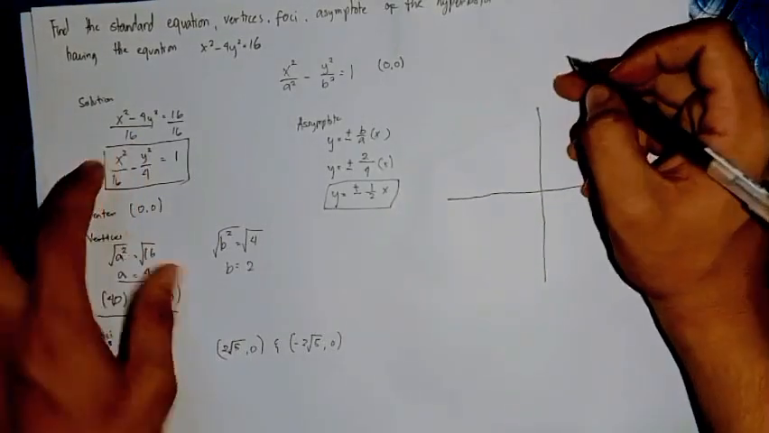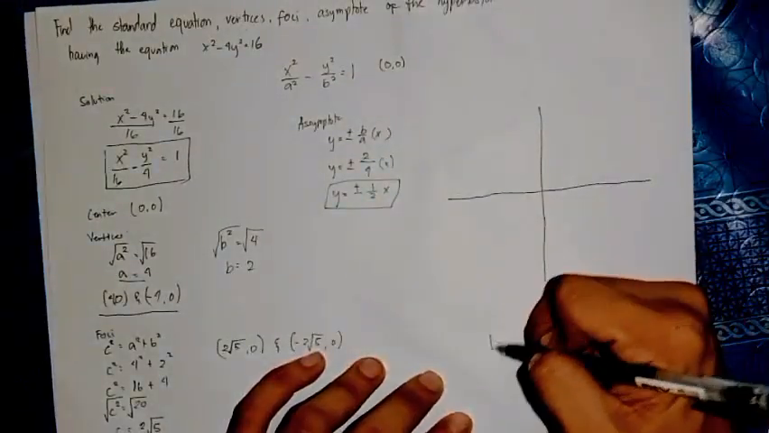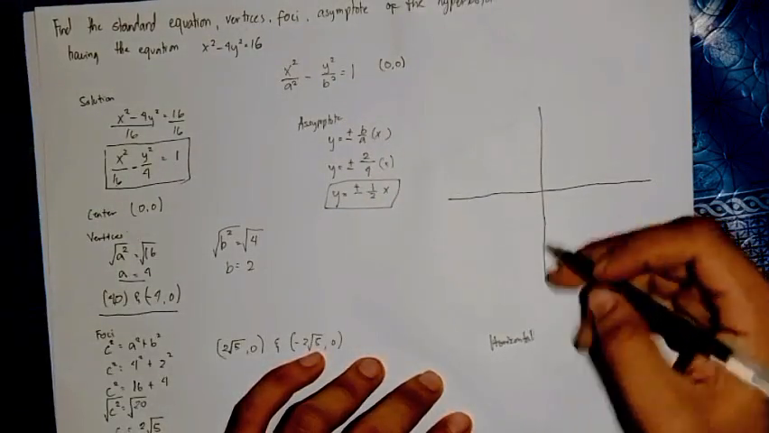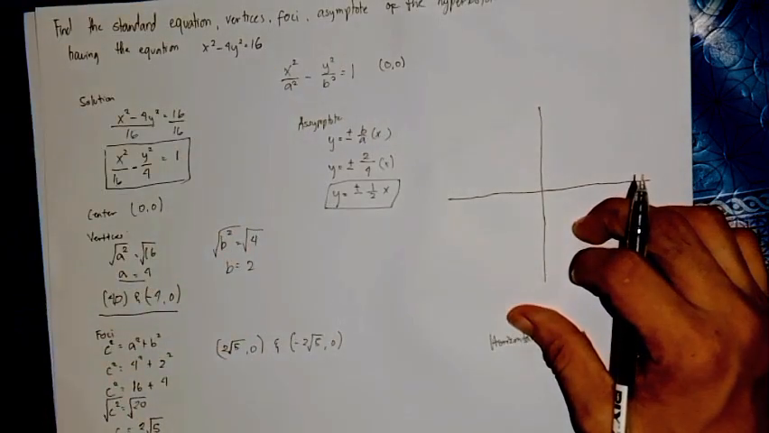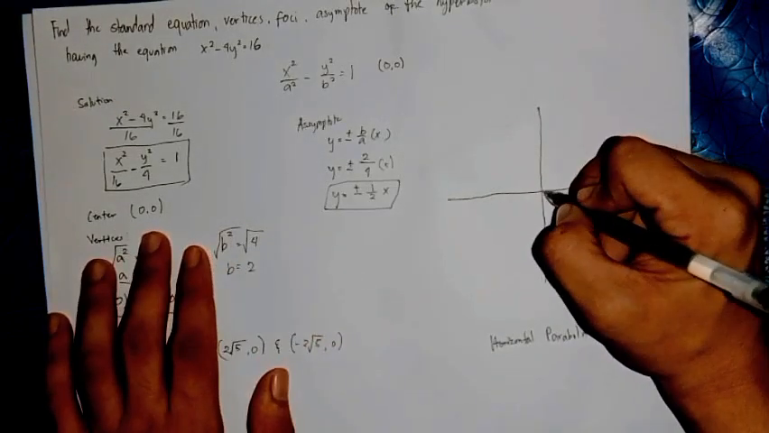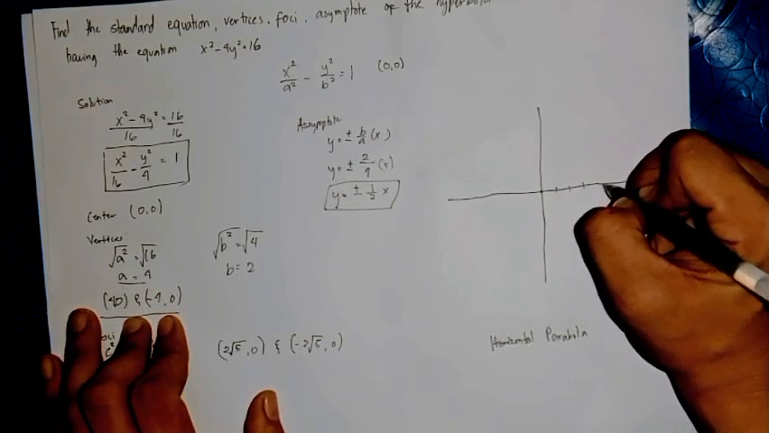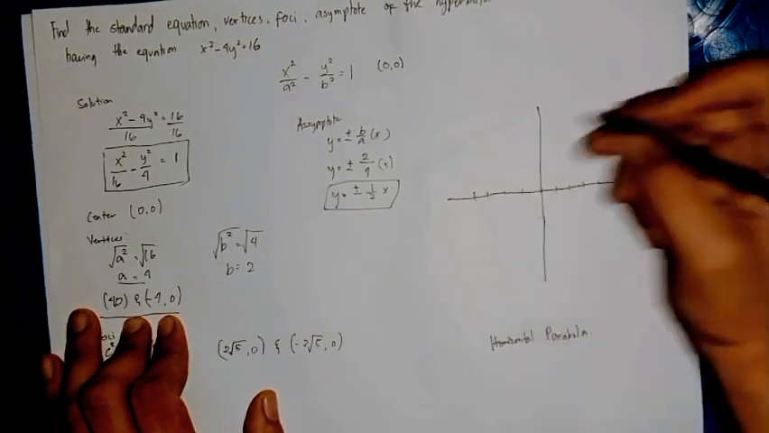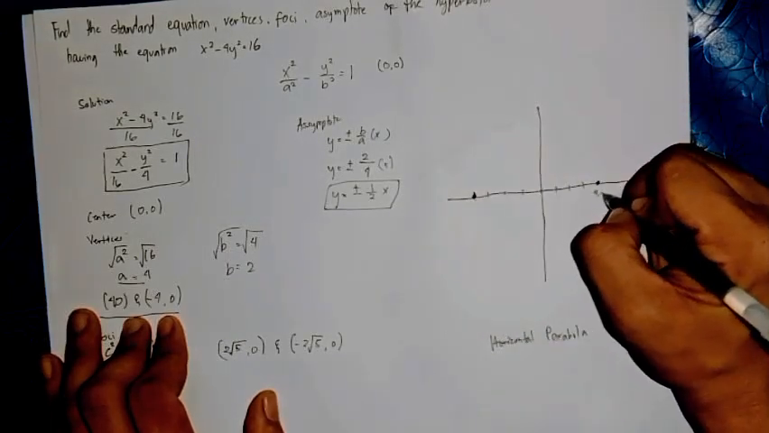Since our parabola is a horizontal parabola, because the x term is first, the curve opens around the x-axis. Since the center is 0, 0, and our vertex is at 4, 0, counting 1, 2, 3, 4, this is the vertex. We have 4, 0 and negative 4, 0.